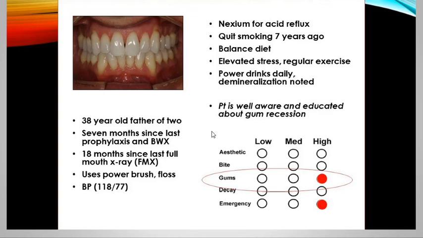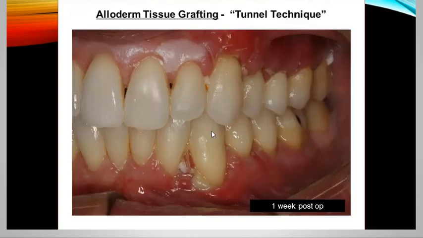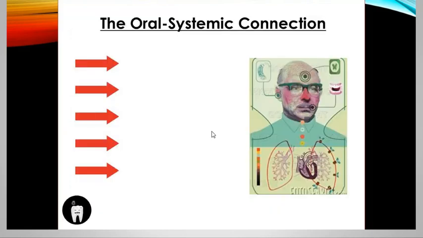The patient was well aware and educated about gum disease, but with all this tissue loss, even with minimal bone loss, he certainly needed to be treated differently by the hygienist. He had high-risk perio, and as we moved forward, we did a tunnel technique AlloDerm graft, and this was just 1 week post-op, and he was healing well. But he was still going to need to be in our recare system with the perio, and the hygienist at times had found herself needing some local anesthetic just to manage a few sensitive areas.